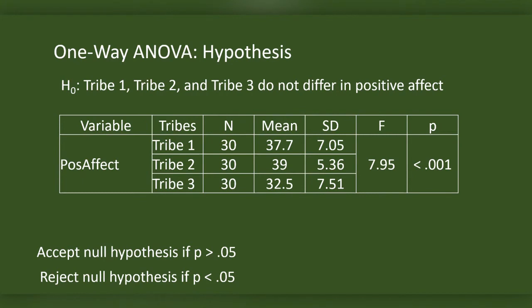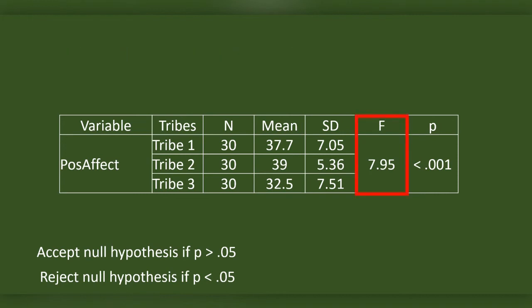Our null hypothesis is Type 1, Type 2 and Type 3 do not differ in positive affect. We will accept the null hypothesis if P is greater than 0.05 and reject the null hypothesis if P is lesser than 0.05. This is F, the coefficient that shows the difference between Type 1, Type 2 and Type 3 in positive affect. And this is P or probability, which shows if F is significant or not. P is lesser than 0.05. So we will have to reject the null hypothesis.